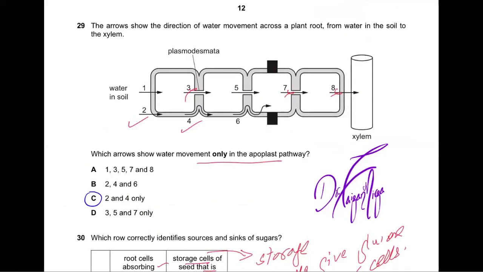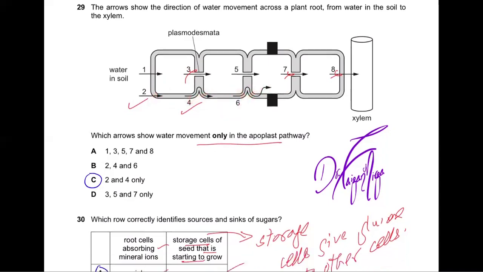The arrows show direction of water movement across the plant root from the soil to the xylem. So this direction is shown to you. So this is the symplastic pathway we know. The plasmodesmata are being crossed. The cell membrane is being crossed. Whereas the second arrow, which is following just the cell walls, this is the apoplastic pathway. So 2 and 4 are the ones which are apoplastic. 6 cannot be apoplastic because it's entering into the cell.